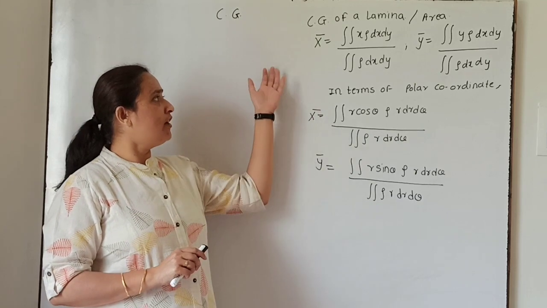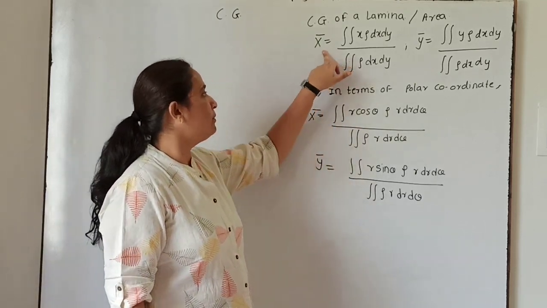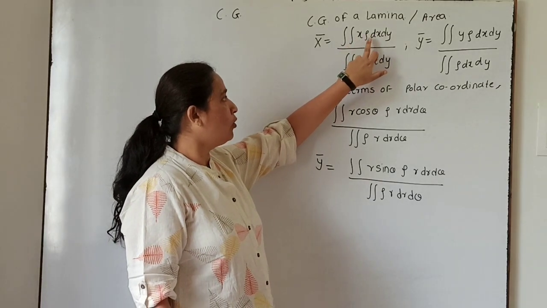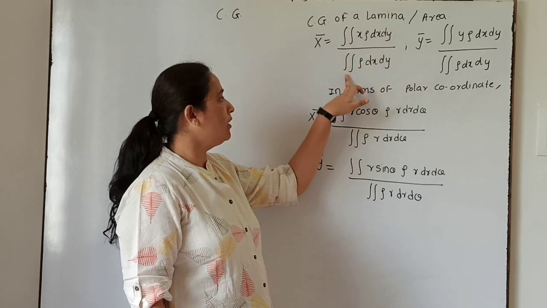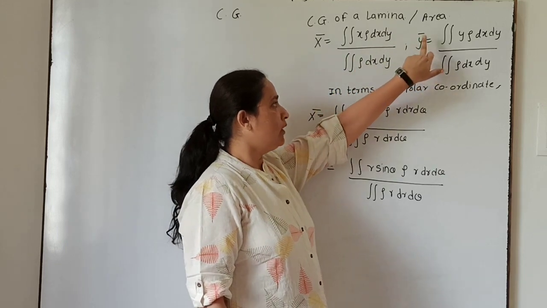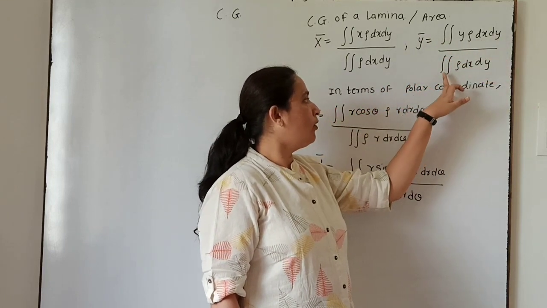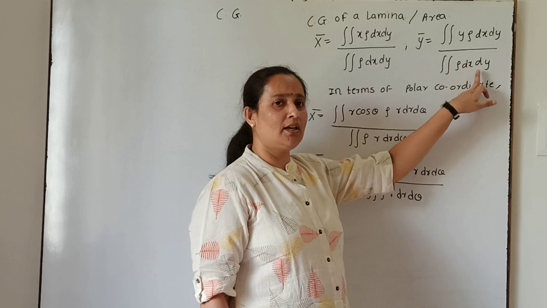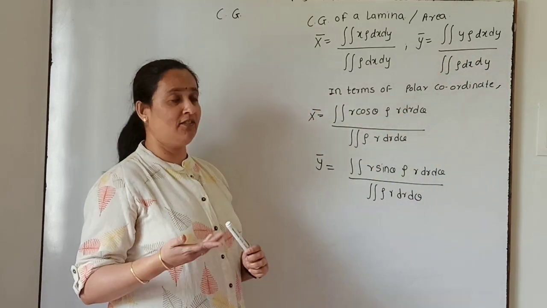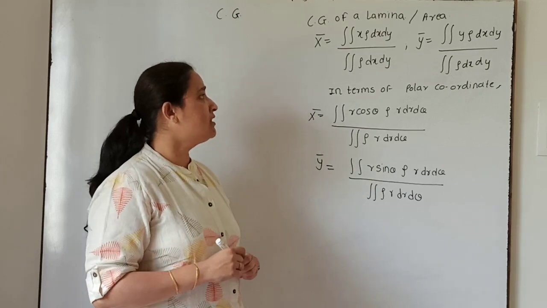concentrated. Now if we have a lamina or area, the center of gravity coordinates will be given by x bar is equal to double integral of x rho dx dy upon double integral of rho dx dy. Y bar is equal to double integral of y rho dx dy upon double integral of rho dx dy, where rho is density. If in the example they provide the value of rho, the density, you will consider rho.